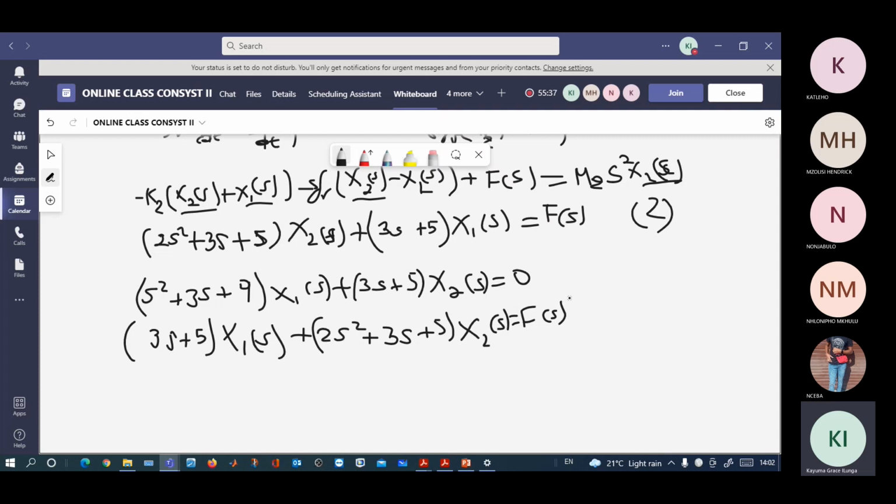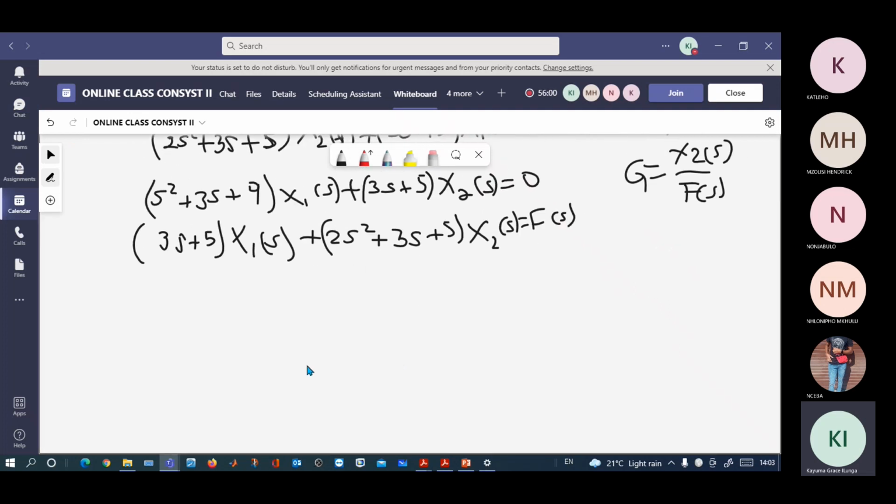Okay, so we have these two equations here. So we can now try to solve. The question was g of s is equal to x2 over f of s. So we need to find now x2. As I told you, we are using Cramer's method. So let's now solve using our Cramer's method.